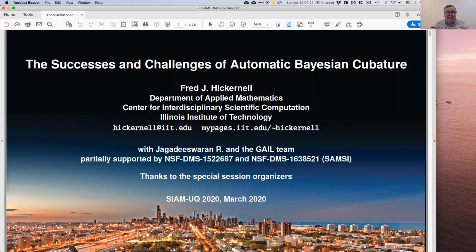We'd like to take the idea of Bayesian cubature and make it into an automatic algorithm so that all the user needs to do is provide a black box function, provide the error tolerance, and the algorithm returns the answer to within that error tolerance. And we want the algorithm to be practical. We want it to be relatively fast.